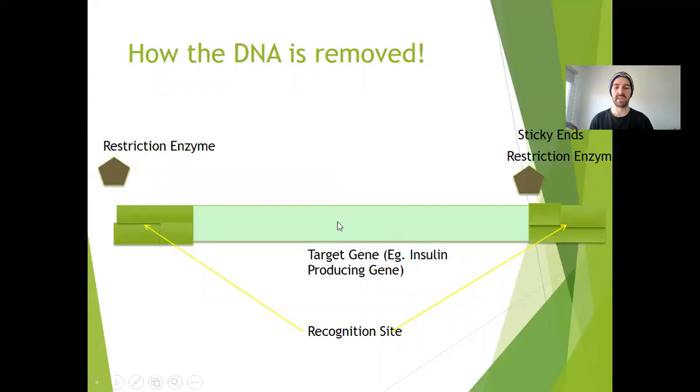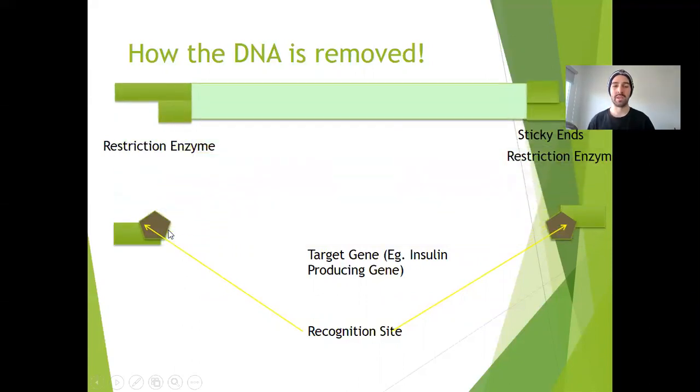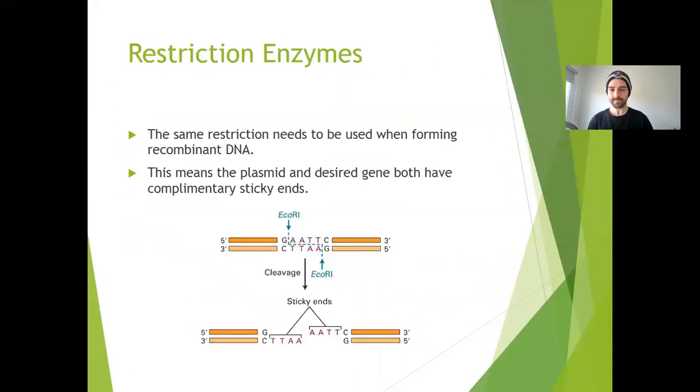If we want insulin as our desired gene, we're going to pick a restriction enzyme that will cut on either side of that gene. So we've got one that cuts, I guess we could say to the left, and one that cuts to the right. And that lets us remove the gene that we want. And you'll notice now that they've actually got sticky ends. That's really helpful for inserting it into other sections of DNA.